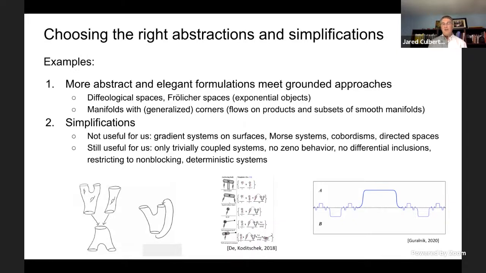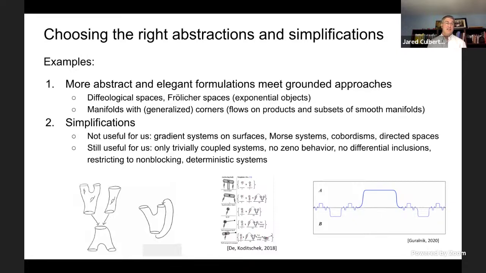For example, when I first started this, I really wanted there to be exponential objects in this category of hybrid systems. And so I started looking around at things like diffeological spaces or Frölicher spaces, which solve that problem directly of how you can get exponential objects. But what was absolutely true was that there was no way that Dan was going to work with diffeological spaces when he's building his robots. It really didn't match the application.